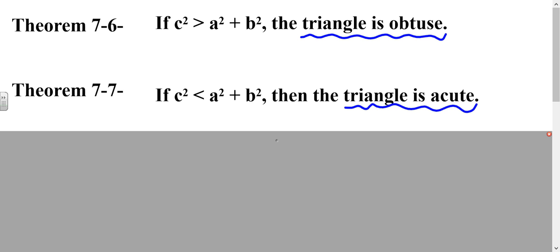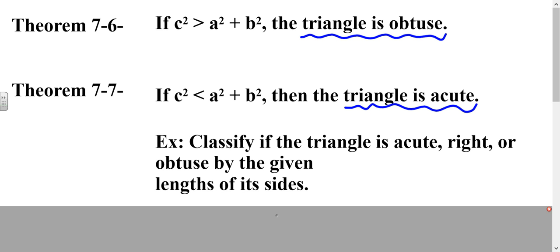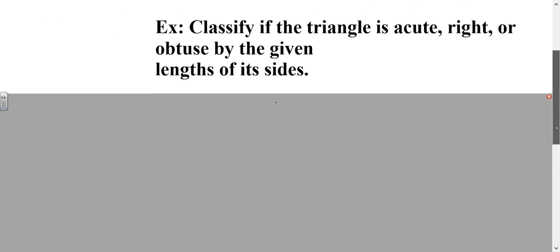So you can easily tell if a triangle is acute, right, or obtuse by plugging the sides into the Pythagorean Theorem. If the longest side squared is greater than a squared plus b squared, then it's obtuse. If it's less than a squared plus b squared, then it's acute. And if it's equal, then it's a right triangle. Let's try some examples so this makes more sense. Classify whether the triangle is acute, right, or obtuse by the given lengths of its sides.